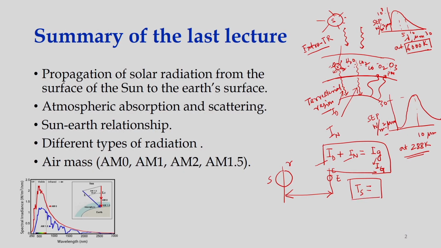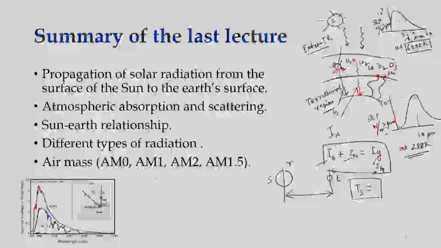Also, we studied a very important parameter called air mass. Air mass is very important, and we must know the significance of air mass 0, air mass 1, air mass 2, air mass 1.5. What does air mass 0 indicate? That is the solar energy radiation spectrum above the earth atmosphere, in the extraterrestrial region where the radiation is not affected by the earth atmosphere. So, it is represented by AM0.